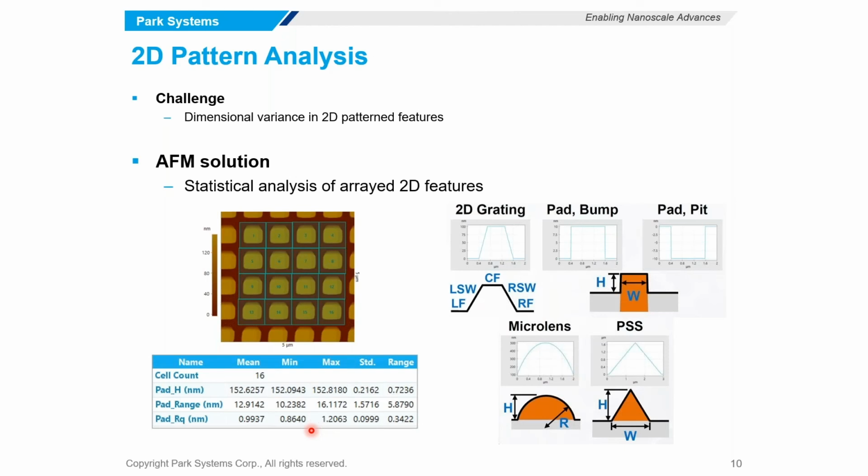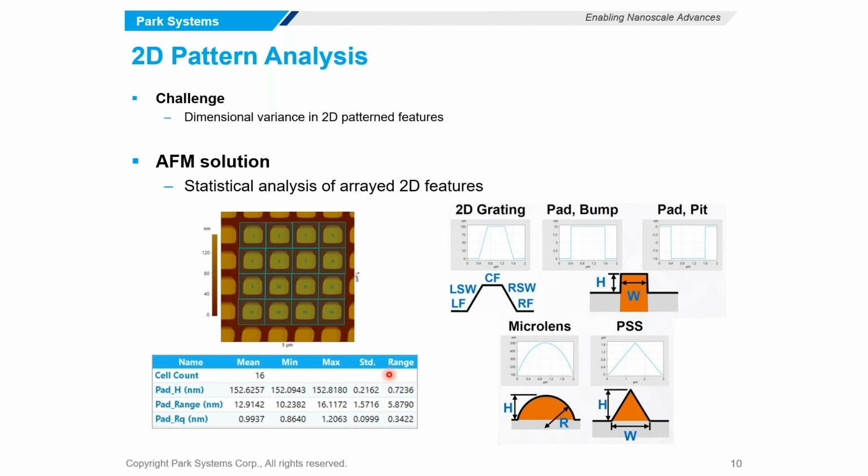And this analysis can be applied to a variety of features: 2D grading, a pad, a bump, as I show here, a pad, a pit style as another option. For customers who are working with charge-coupled devices, microlens options are also available to detect the radius of curvature and the roughness of the microlens, as well as, for LED manufacturers, a patterned sapphire substrate option to detect the height and the base width of the particular feature.